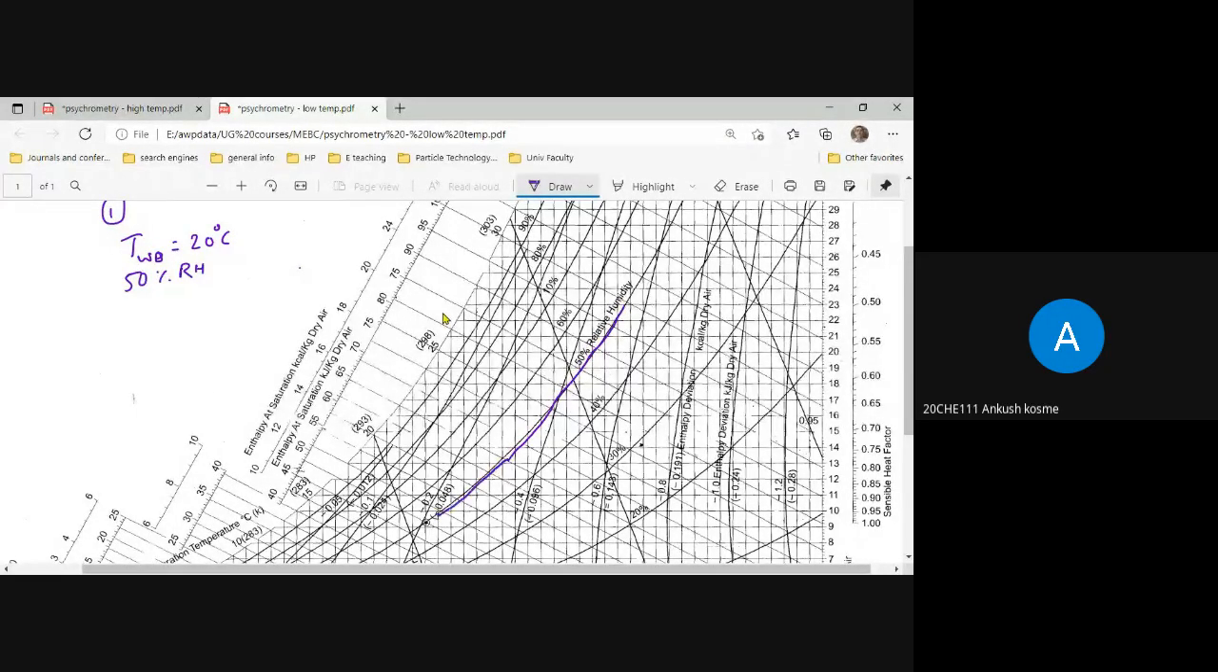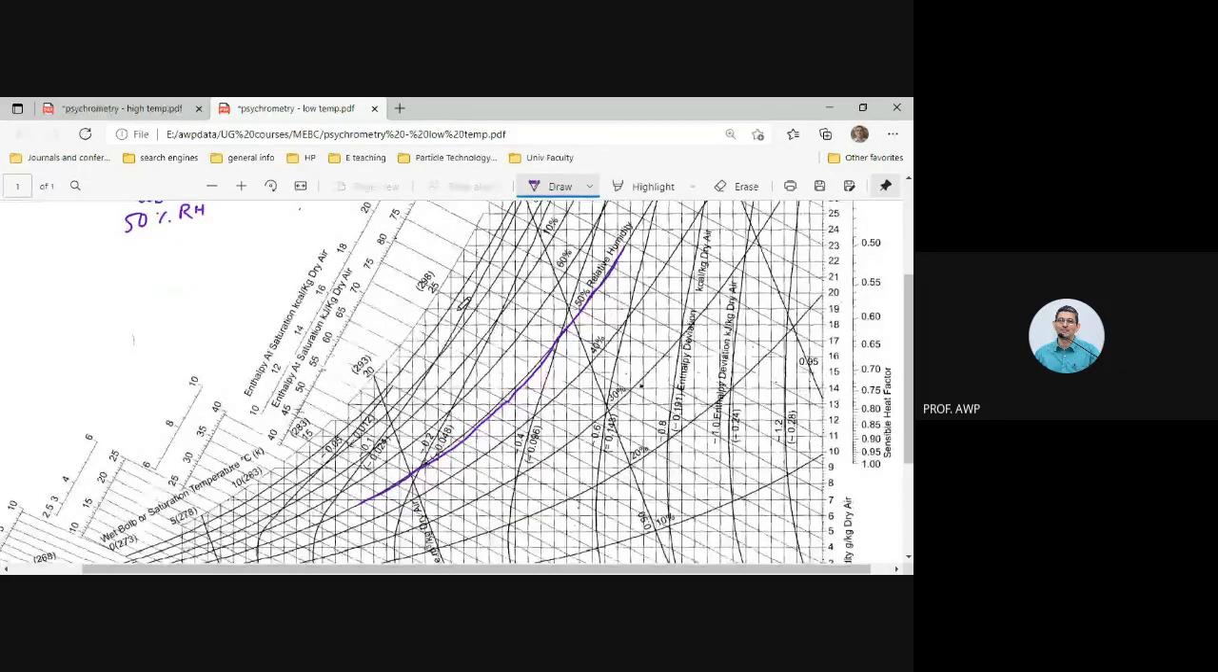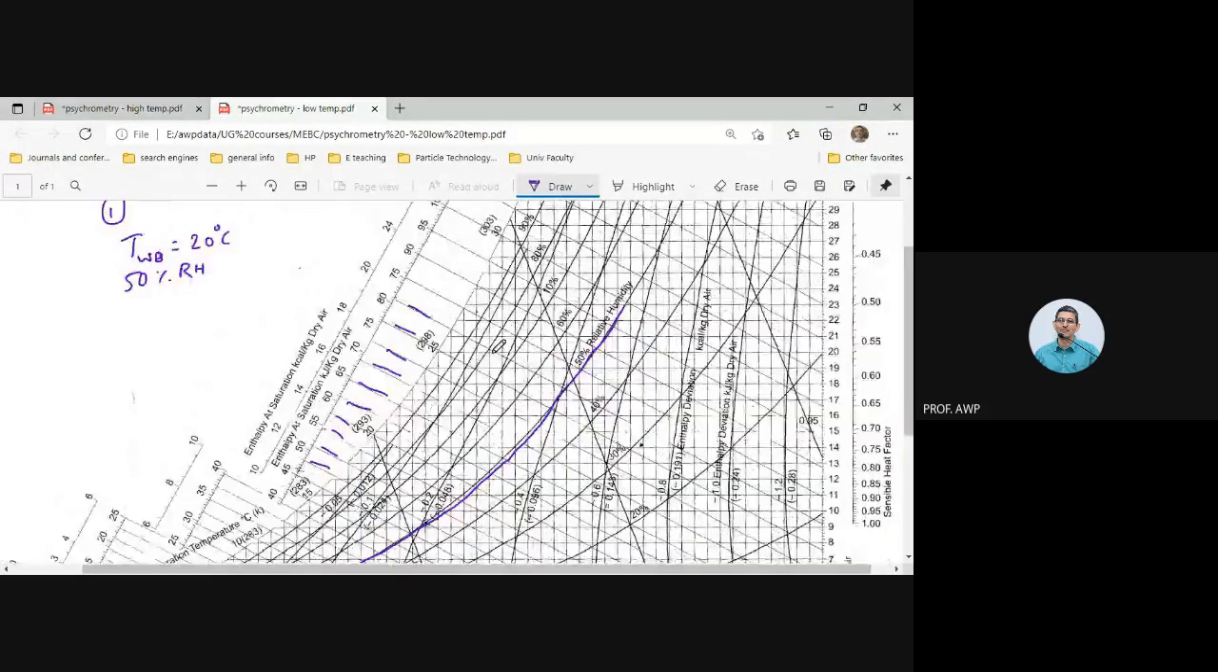Right. Now, where are the wet bulb temperature lines? These are all the wet bulb temperature lines, right? Yes, sir. Ankush, do you agree? Yes, sir. So where is the 20 degree centigrade wet bulb temperature line? Which one of these is it? This one. Do you agree? Yes, sir. Correct. So this line is the 20 degree centigrade wet bulb temperature line.